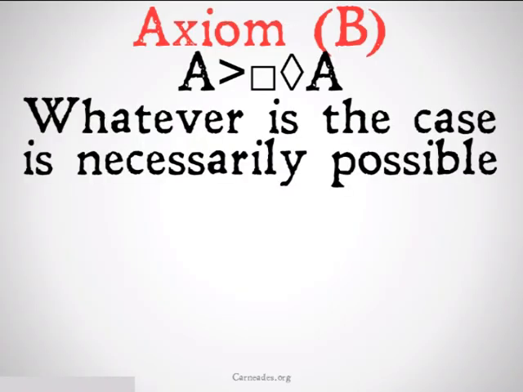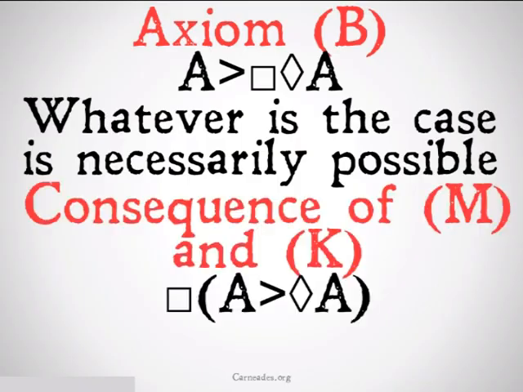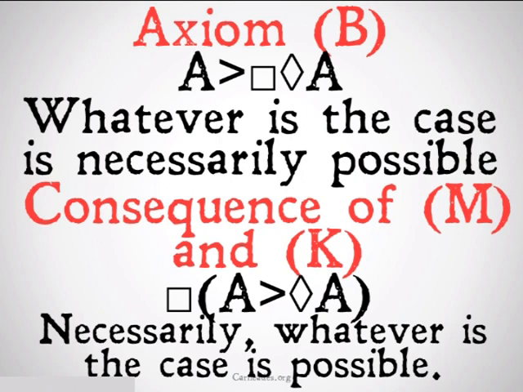So, we have axiom B, but axiom B is a little ambiguous, or at least the statement, whatever is the case is necessarily possible, is ambiguous between two logical interpretations: either axiom B or something that's already in our logic once we have M and K, which is, it's necessary that A implies it's possible that A. This statement, necessarily, whatever is the case is possible, already exists as a consequence of M and K in our logical systems.